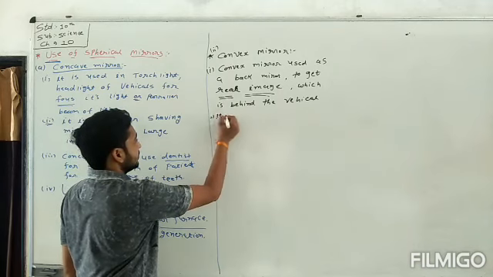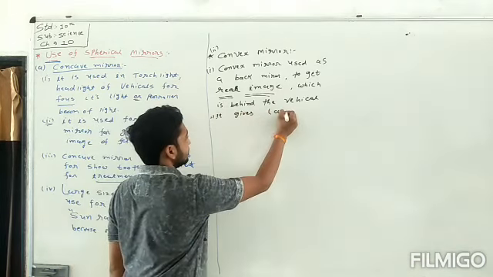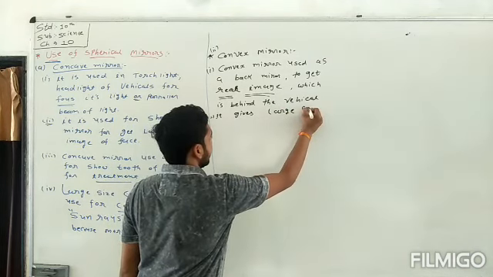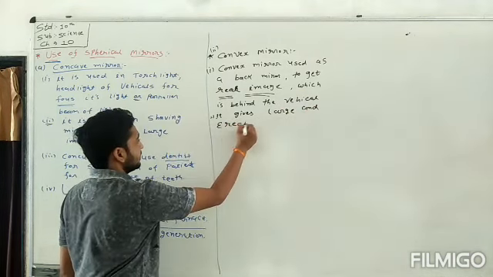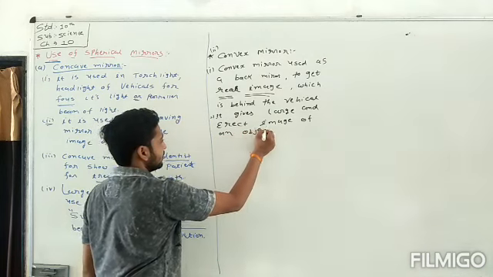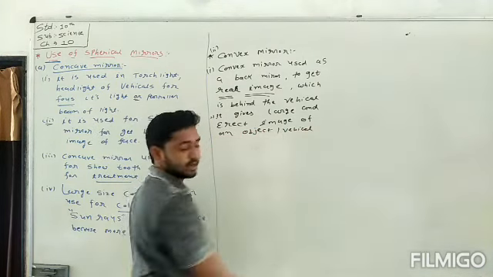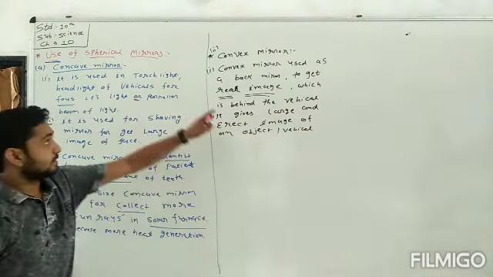Because it gives large and direct image of an object or vehicle. Why we use rear image? Convex mirror is used as a back mirror or rear mirror because it gives rear image which is behind the vehicles and gives large and direct image of object.